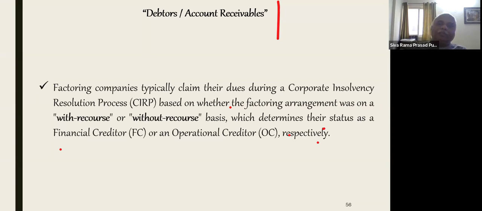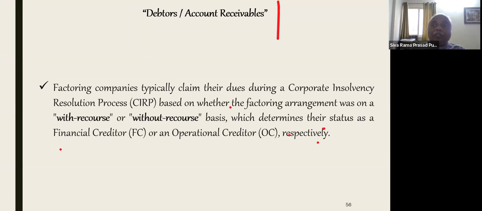The factor will discount. The credit period is 30 days only. After 30 days, if those bills are not paid, that amount will be recovered from the company, the corporate debtor, by the factors. For that, the factoring company will take some security also.